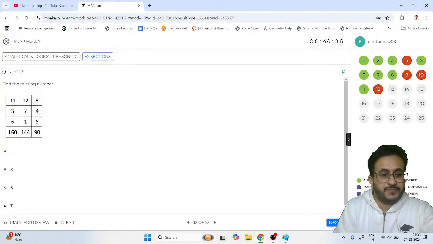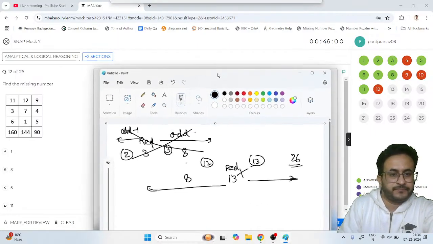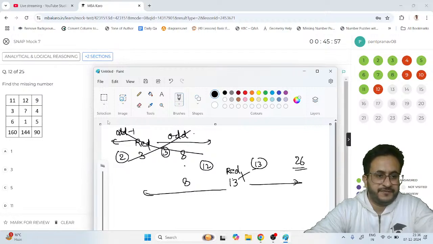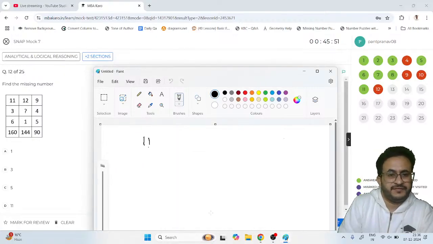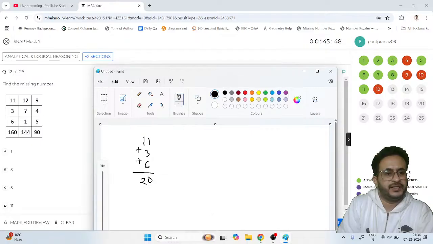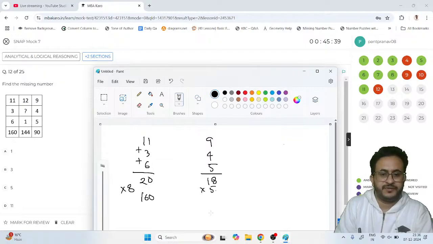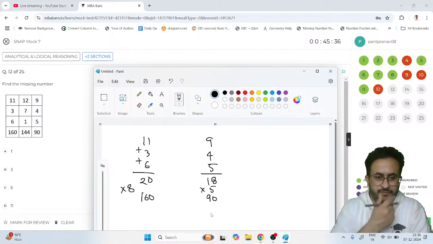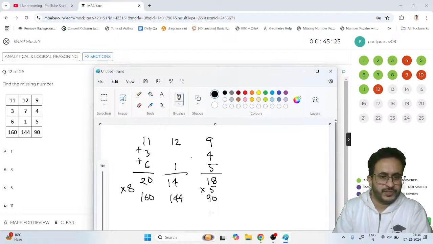Okay, so we need to find the missing number. 11, 36, 160. It has to be some multiplication, and 9 plus 4 plus 5. 11, 36 is 20 and it is getting 160. So multiplied by 8, and then we have 945, that is 18, multiplied by 5 gives us 90. Which number are we multiplying with? So this is 144. So it could be 3 also, 5 also.